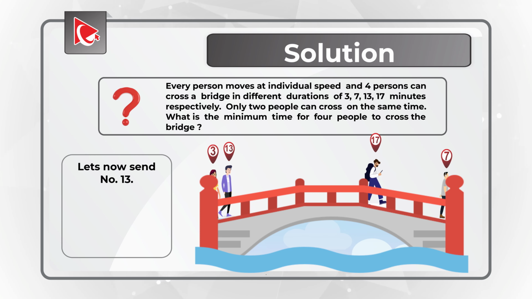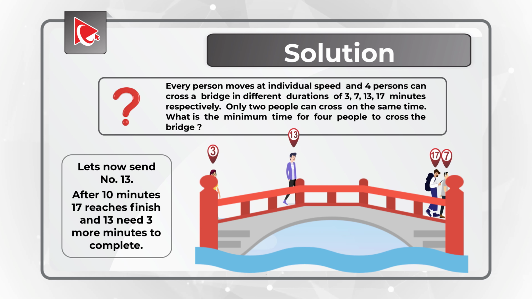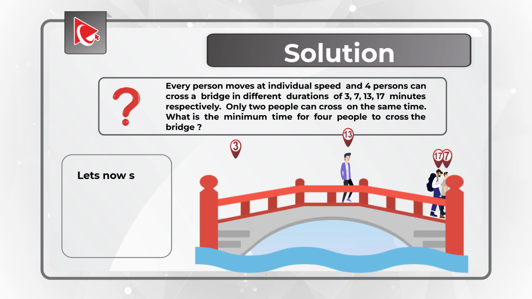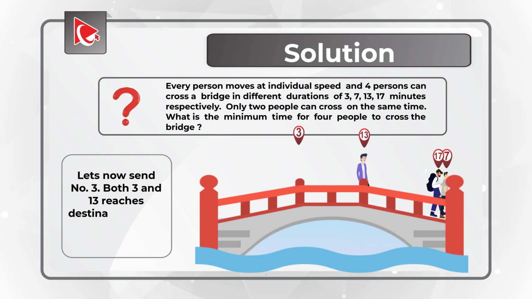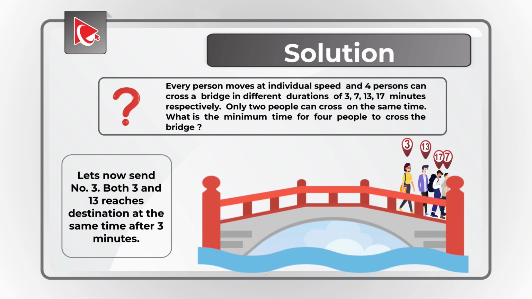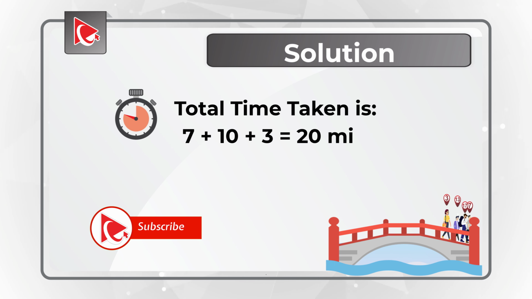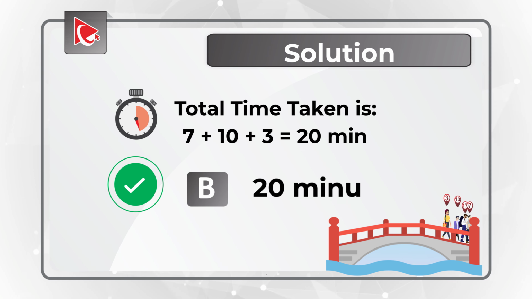Let's now send number 13. After an additional 10 minutes, number 17 reaches the finish line, and number 13 needs 3 more minutes to complete the travel. Let's now send number 3. Both number 3 and number 13 reach the destination at the same time, after an additional 3 minutes. And the total time it took for travelers to cross the bridge would be 7 plus 10 plus 3 equals 20 minutes. So the correct answer here is choice B, 20 minutes.